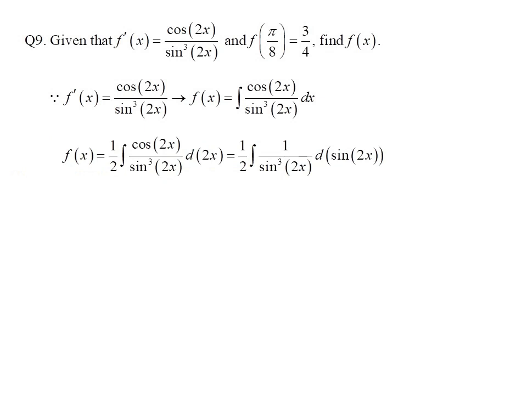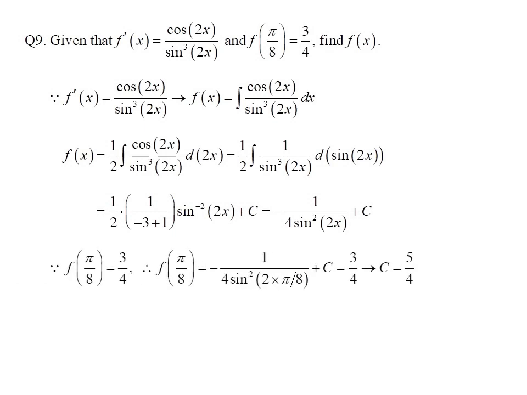Hence, f of x equals 1 over 2 times the integral of cosine 2x over the cube of sine 2x with respect to 2x, which equals 1 over 2 times the integral of 1 over the cube of sine 2x with respect to sine 2x, which equals the negative reciprocal of 4 times the square of sine 2x plus c.